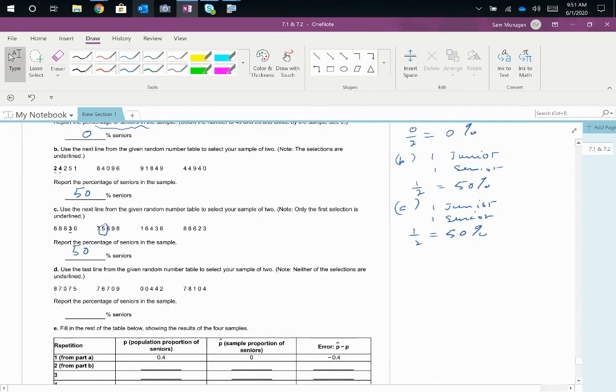All right, let's see what we have here. Use the last line again to find a sample of 2. The first one we come up to is 5, from 1 to 5, and then we come up to 4. 7, 6, 7, 0, 9, 0 are not in the sample. So for part D, we've got 2 seniors. So 2 out of 2, which is 100% seniors in the sample of 2.